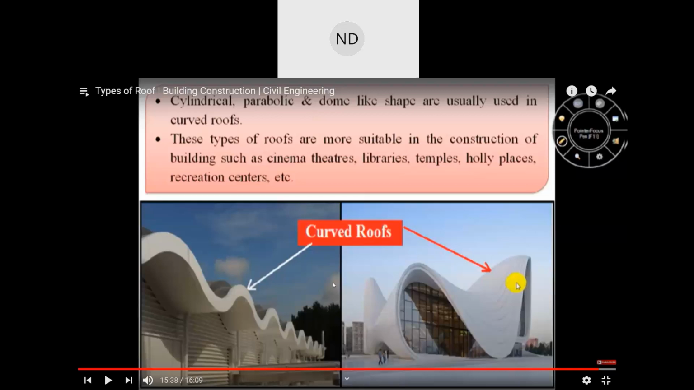The sloped roofs are of various types, and seven types of sloped roofs were discussed with you. So I hope you understood this video.